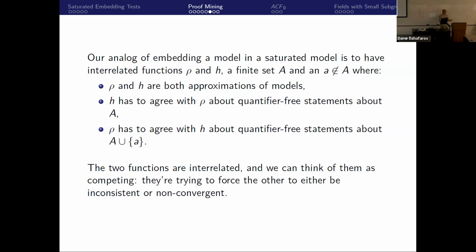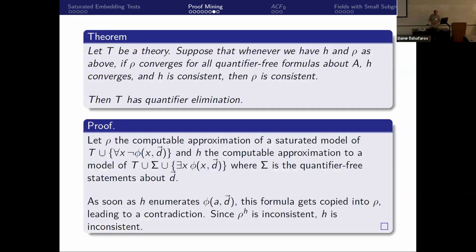And I sort of think of them as fighting over which one has to be inconsistent, at least in the context we're going to use this. Because they're actually constructing models that are incompatible with each other, and they're trying to force each other to be inconsistent or non-congruent, right? Because there's this back and forth between them. So they have to worry about convergence.